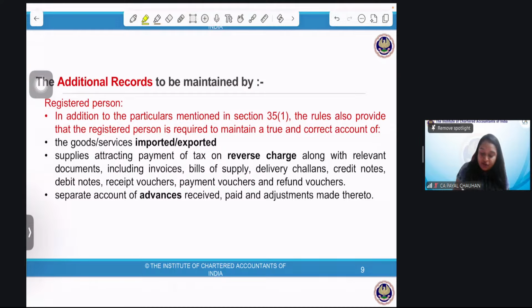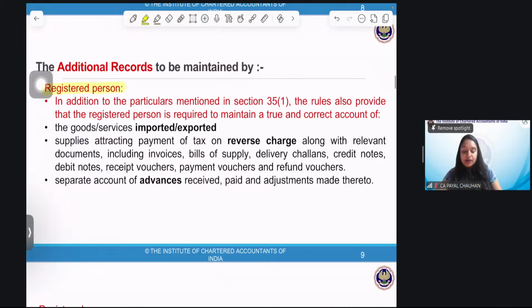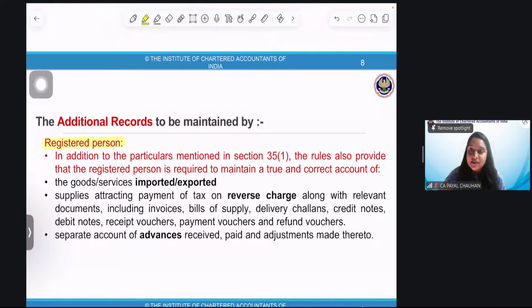Now, additional records to be maintained by the registered person. First of all, we are talking about whom? We are talking about the additional records to be maintained by the registered person. So everyone, feel yourself a registered person. You are registered under GST. You have to make the books of account which were there, as well as these additional records also. In addition to the particulars mentioned in section 35(1), the rules also provide that the registered person is required to maintain true and correct accounts.